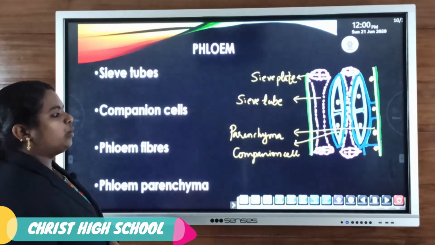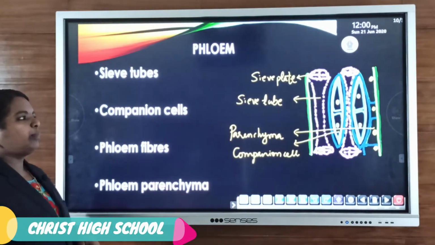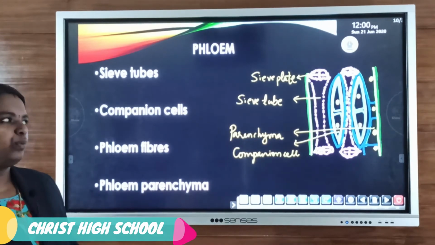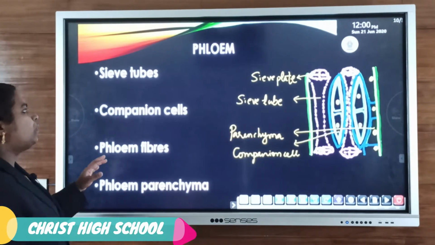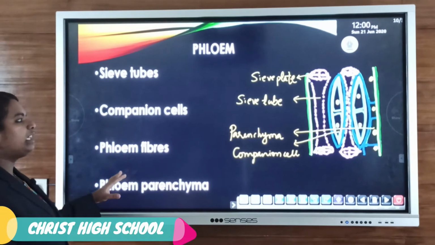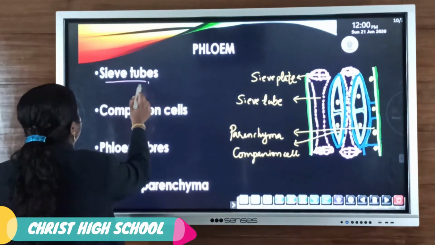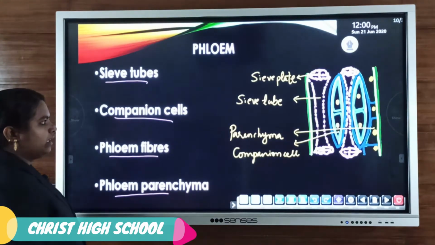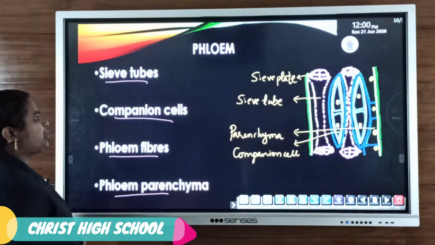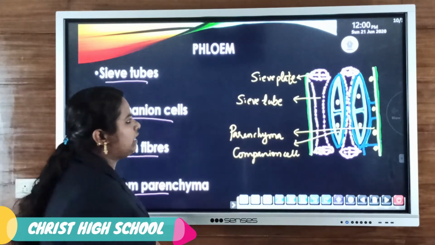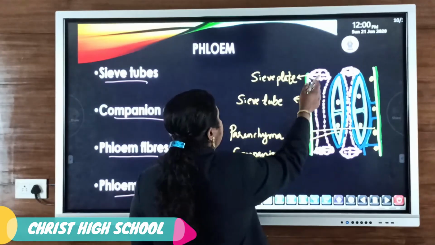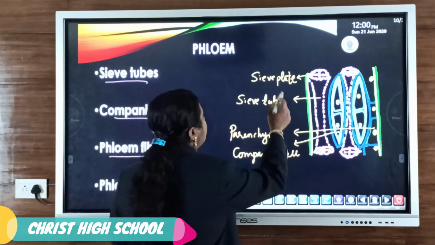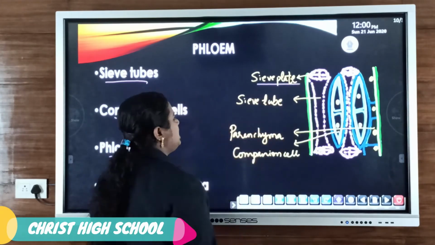The second type of complex tissue is phloem. Phloem consists of 4 different types of cells: sieve tubes, companion cells, phloem fibers and phloem parenchyma. These sieve tubes are small tubular structures. At the ends of these sieve tubes, they have a plate-like structure known as the sieve plate.